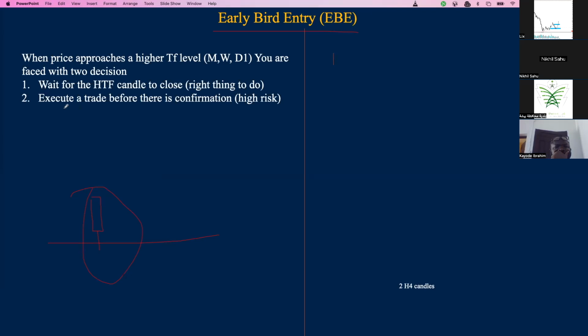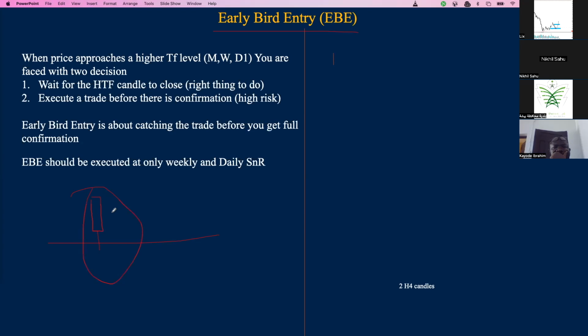Early bird entry is about catching a trade before you get a full confirmation. So how do we go about it? This one we are executing only on a weekly SNR or daily SNR, not 4 hour. 4 hour is not early. So we are looking at weekly SNR, daily SNR.